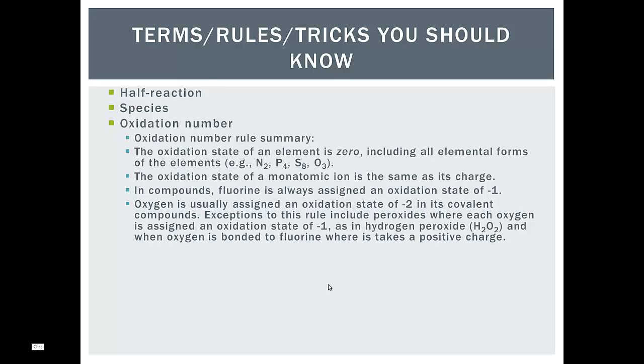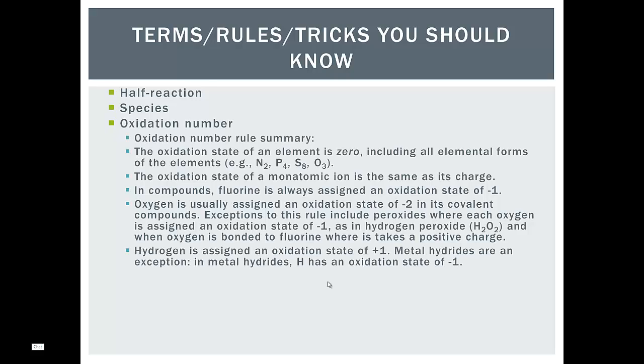The other exception is when oxygen is in a peroxide or polyatomic ion, where each oxygen is assigned an oxidation state of -1. And again, when oxygen is bonded to fluorine, since fluorine has a greater electronegativity, it takes the electron away from oxygen, forcing oxygen to take a positive charge. Hydrogen is assigned an oxidation state of +1. Metal hydrides are the exception to that. There, since metals become positive because they lose their electrons, hydrogen takes a -1 charge.